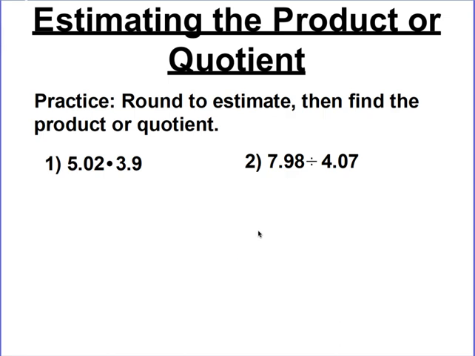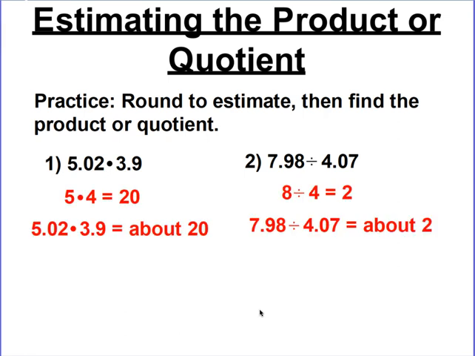Why don't you try estimating these two problems here? Hit pause, estimate, try to get an answer, and then see if your estimate is close to mine. What I did here in question 1 is estimate 5 2/100 to 5 and 3 9/10 to 4. And I multiplied 5 times 4 to get 20. So the product that I found as an estimate is 20. So what that means is that 5 2/100 times 3 9/10 is about 20.